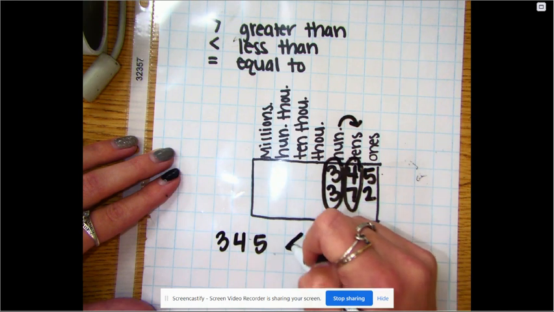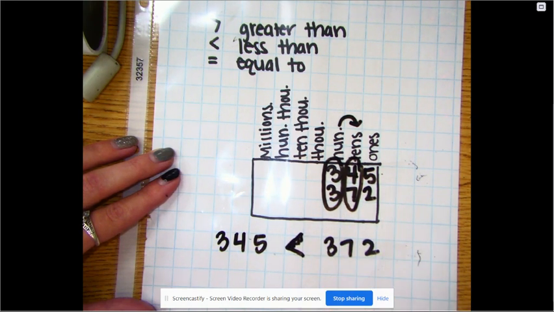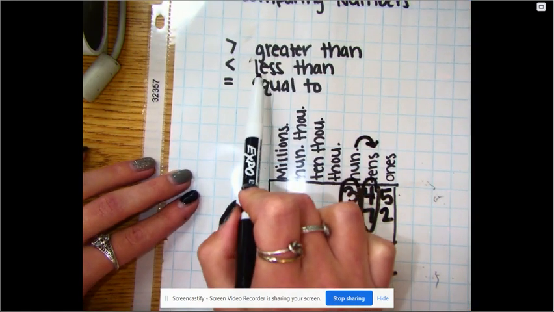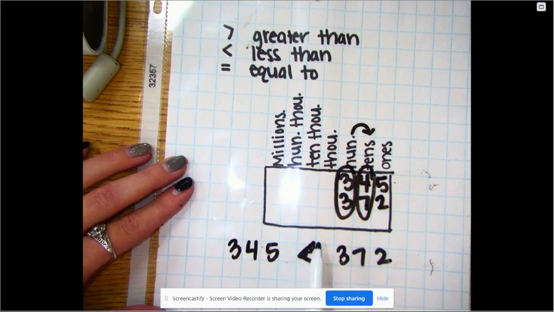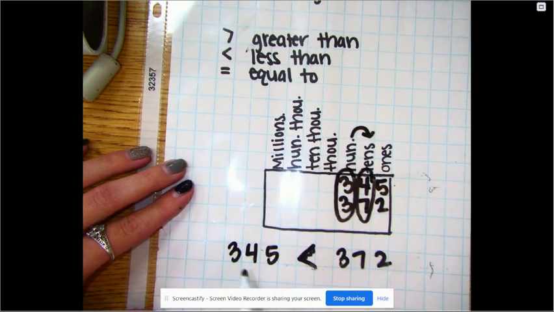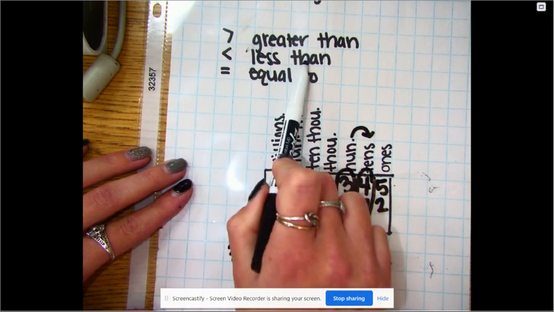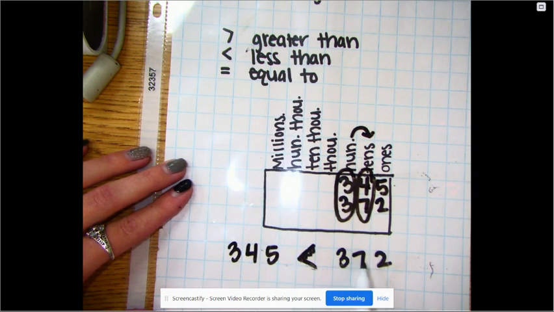And sometimes you can write the little teeth on there. It is a hungry alligator. Now I'm going to use my chart up here to remind myself. Okay, it's open backwards, like a backwards 7, so I know it's going to be less than. 345 is less than 372. That is comparing numbers using a place value chart.